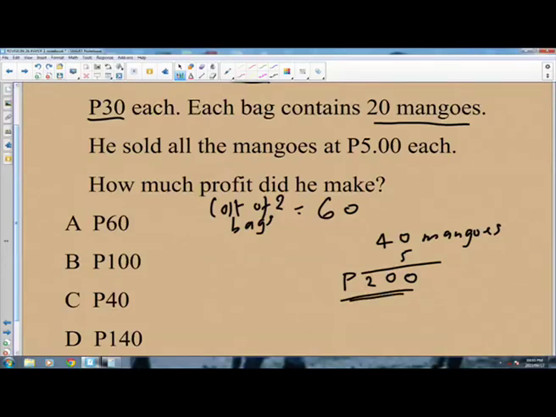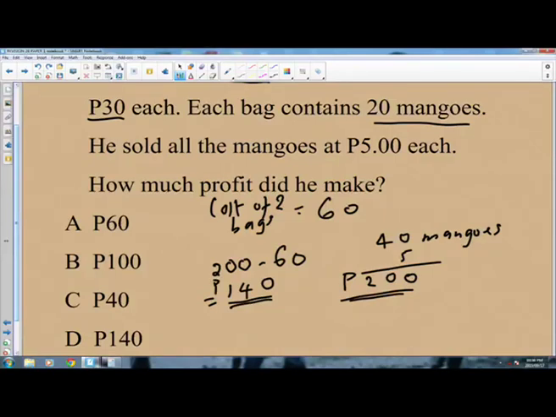But then the question says, how much profit did he make? He bought this for 60 pula, and then he's getting 200 pula from selling all these 2 bags. So this simply means it's 200 pula minus 60. And then what is 200 pula minus 60? This is equal to 140. So the profit is 140 pula. This is the profit he made.